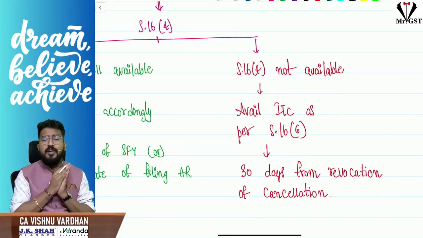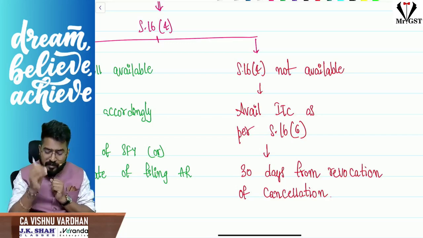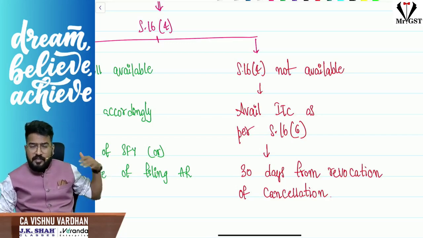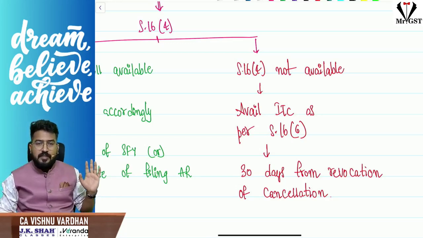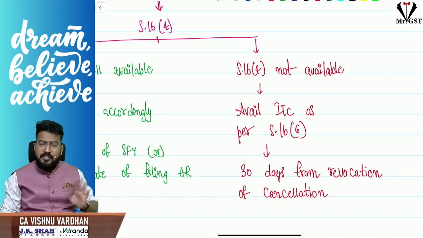Further, you can still take ITC by filing those returns, the 3B and all that, within 30 days from the date of the revocation order. Within 30 days from the date of revocation of cancellation, you can avail ITC.